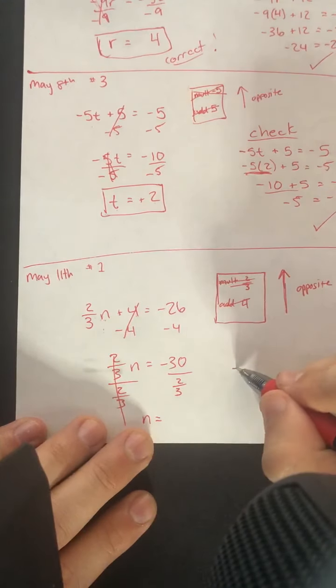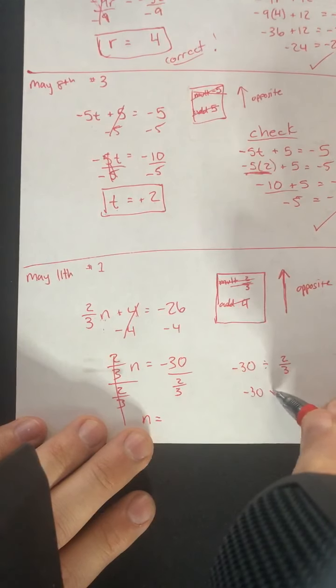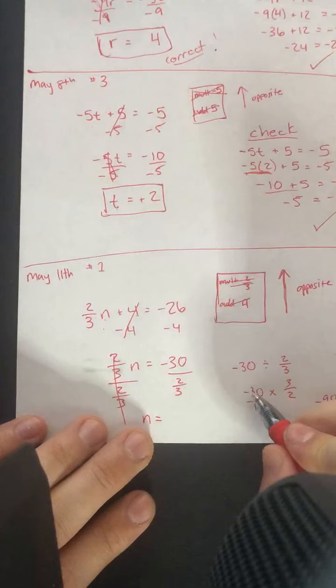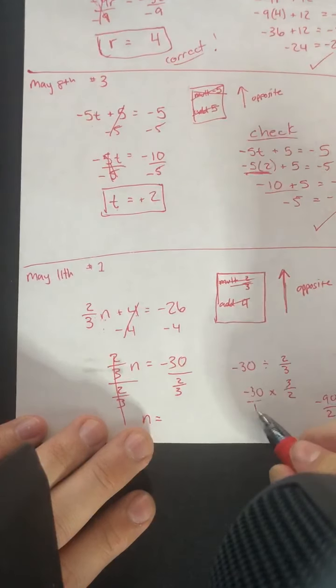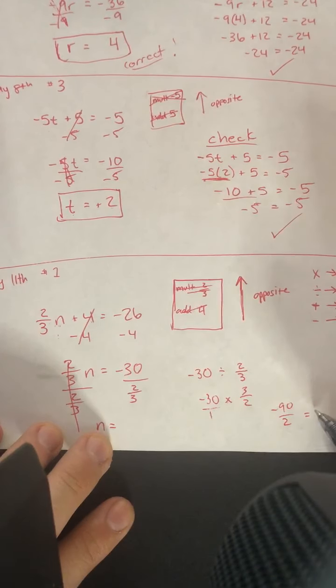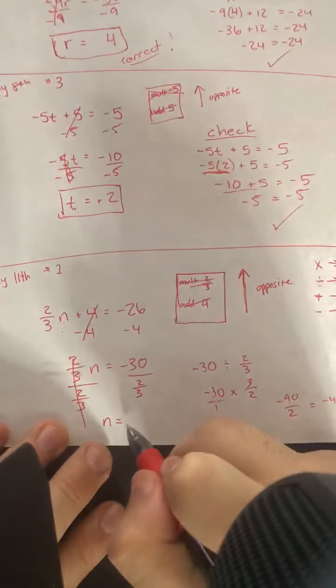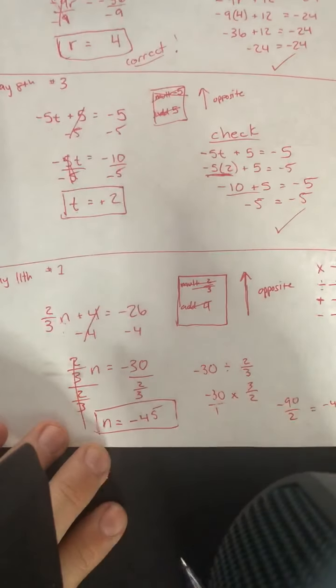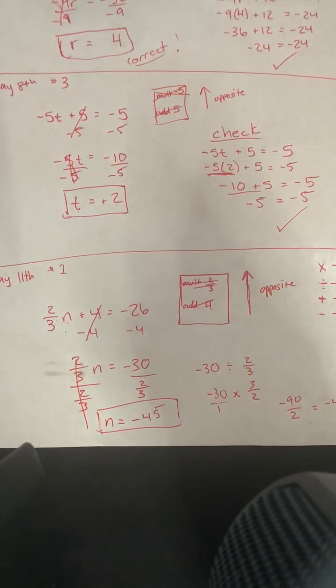So negative 30 divided by 2/3 can also be written as negative 30, keep, change the division to multiplication, flip your fraction, and you'd get negative 90 over 2. When you do negative 30 times 3 is negative 90. 1 times 2 is 2. Negative 90 divided by 2 is just negative 45. So our answer here is n equals negative 45. Are we done?